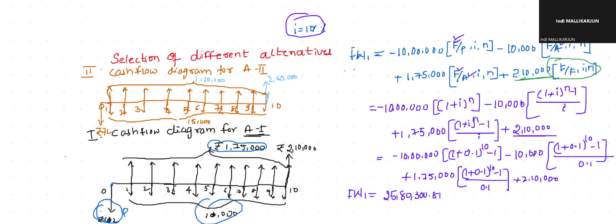After calculating these things, we will get the future worth for the first one as 25,80,300.81 rupees. This is our future worth for the first alternative. Same as this, we also have to calculate future worth for the second alternative. Now we can move to the second alternative. Before doing this, you have to erase this.